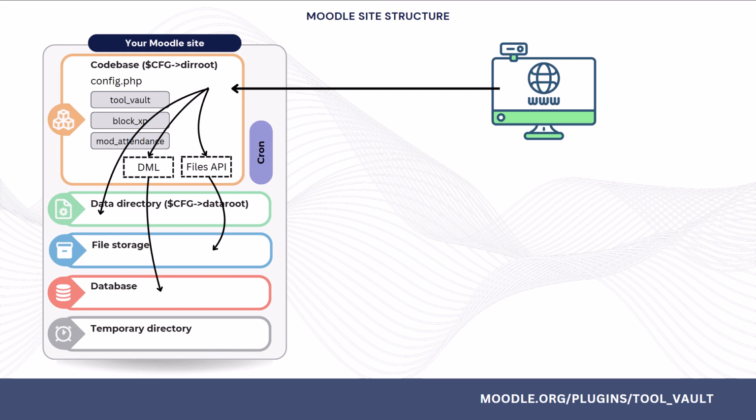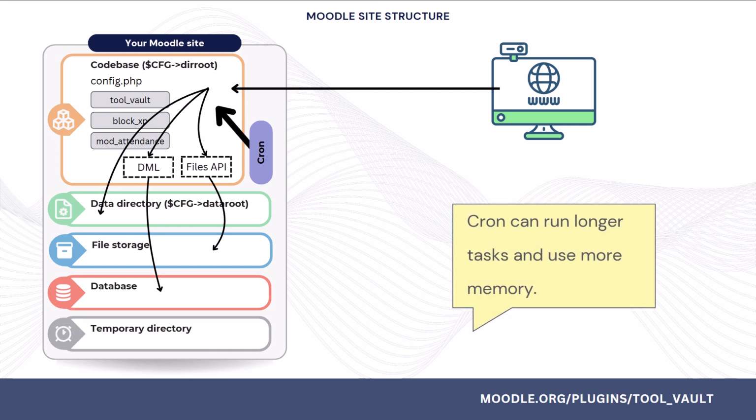Even when no one is actively using your Moodle site, the cron still runs every minute. It executes a special cron script located in the codebase. Cron runs directly on the server using the command line interface, or CLI. This is important because browser-based requests have strict time and memory limits, mainly for security. When cron runs in the CLI, those limits don't apply in the same way. It can run longer tasks and use more memory.